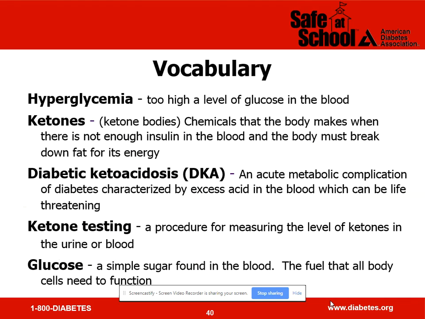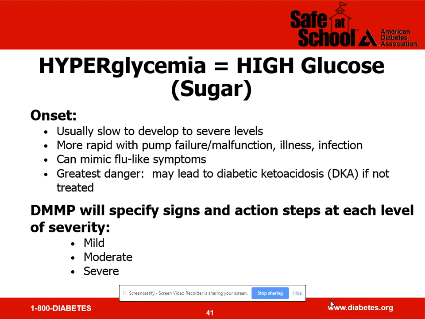We have, instead of hypoglycemia, which is low, hyperglycemia, which is too high a level of glucose in the blood. Ketones, or ketone bodies, are chemicals that the body makes when there is not enough insulin in the blood and the body must break down fat for its energy. Diabetic ketosis is an acute metabolic complication of diabetes characterized by excess acid in the blood, which can be life-threatening. Ketone testing is a procedure for measuring the level of ketones in the urine or blood.